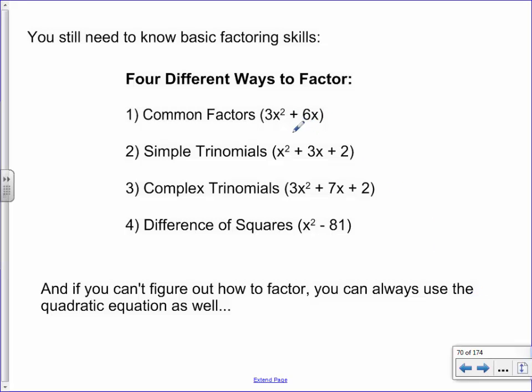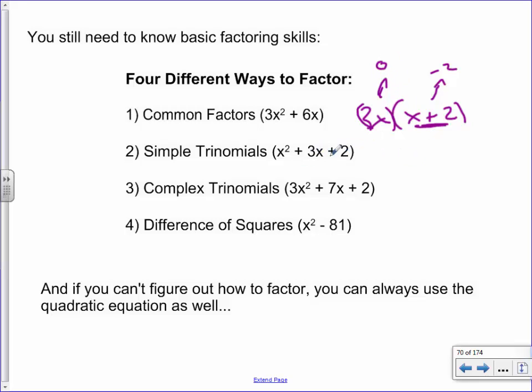Here's a common factor. How would you factor this guy? Okay, and then if you pull out the 3 and the x, you're left with? Okay, so if this is a factor right here, what's its root? -2. What about this guy right here? Is that a factor? Yeah, actually 0 would work.